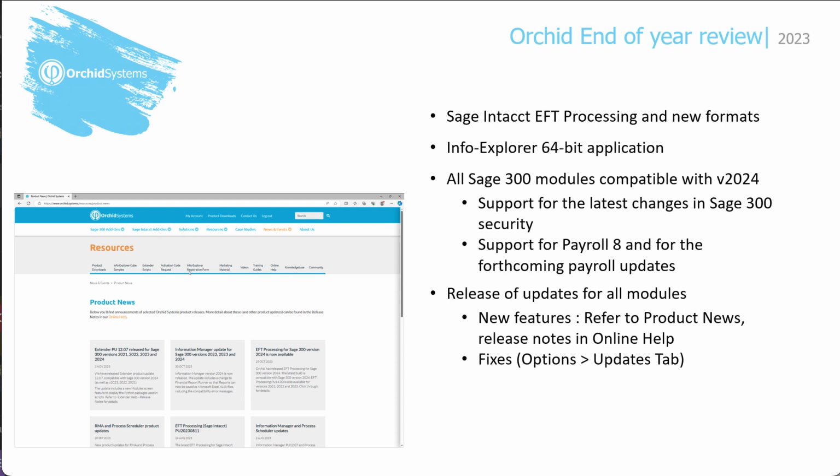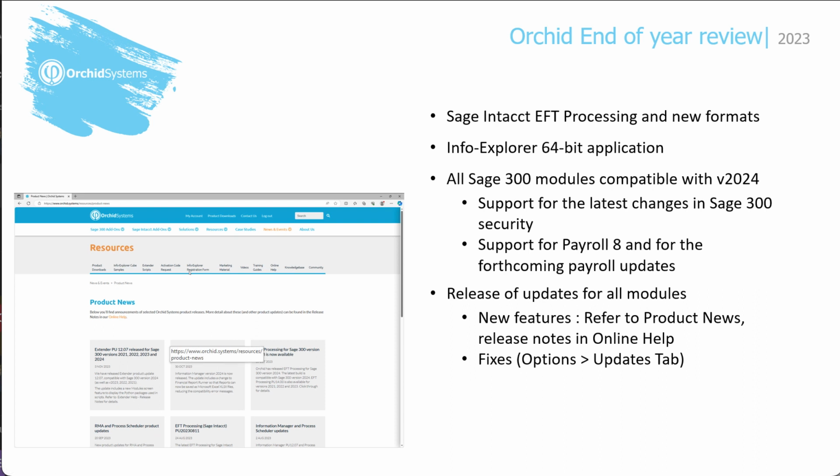We won't go through all the new features and fixes today, but a reminder that you can view the product news and release notes in the online help for new features. And the major fixes are also available in the release notes, but some smaller sundry fixes, the details are typically available in each module in the Options Updates tab.